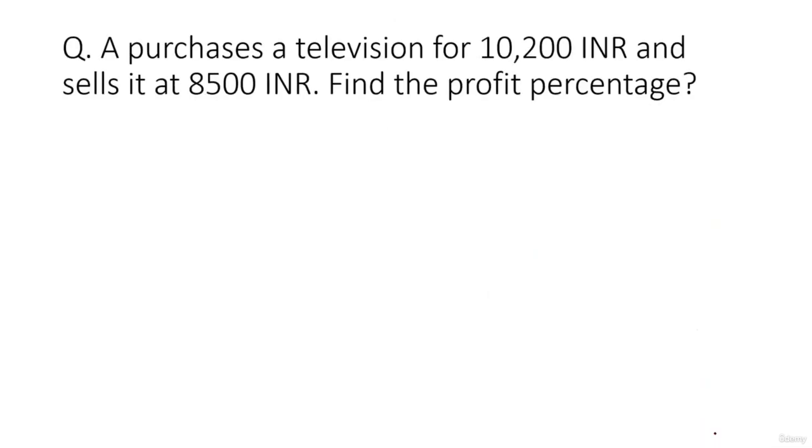The very first question: A purchases a television for 10,200 INR and sells it at 8,500. Find the profit percentage. So your cost price is 10,200 and your selling price is 8,500. You can apply the formula we saw just now. Profit will simply be equal to selling price minus the cost price. Negative will come, it's okay, it's totally fine. Minus 1,700 is the loss, minus sign.